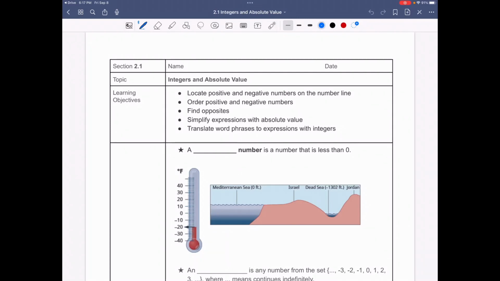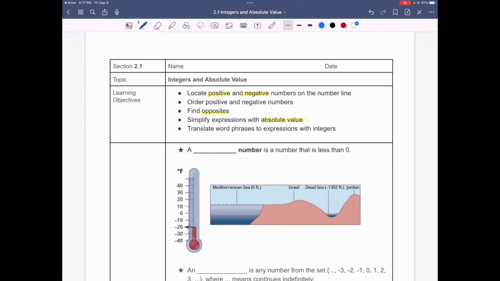Hello, pre-algebra students. Today we're covering section 2.1, integers and absolute value. Let's take a look at our learning objectives for today. Today we're going to locate positive and negative numbers on the number line. We're going to order positive and negative numbers. We're going to find opposites. We're going to simplify expressions with absolute value. And we're going to translate word phrases to expressions with integers.